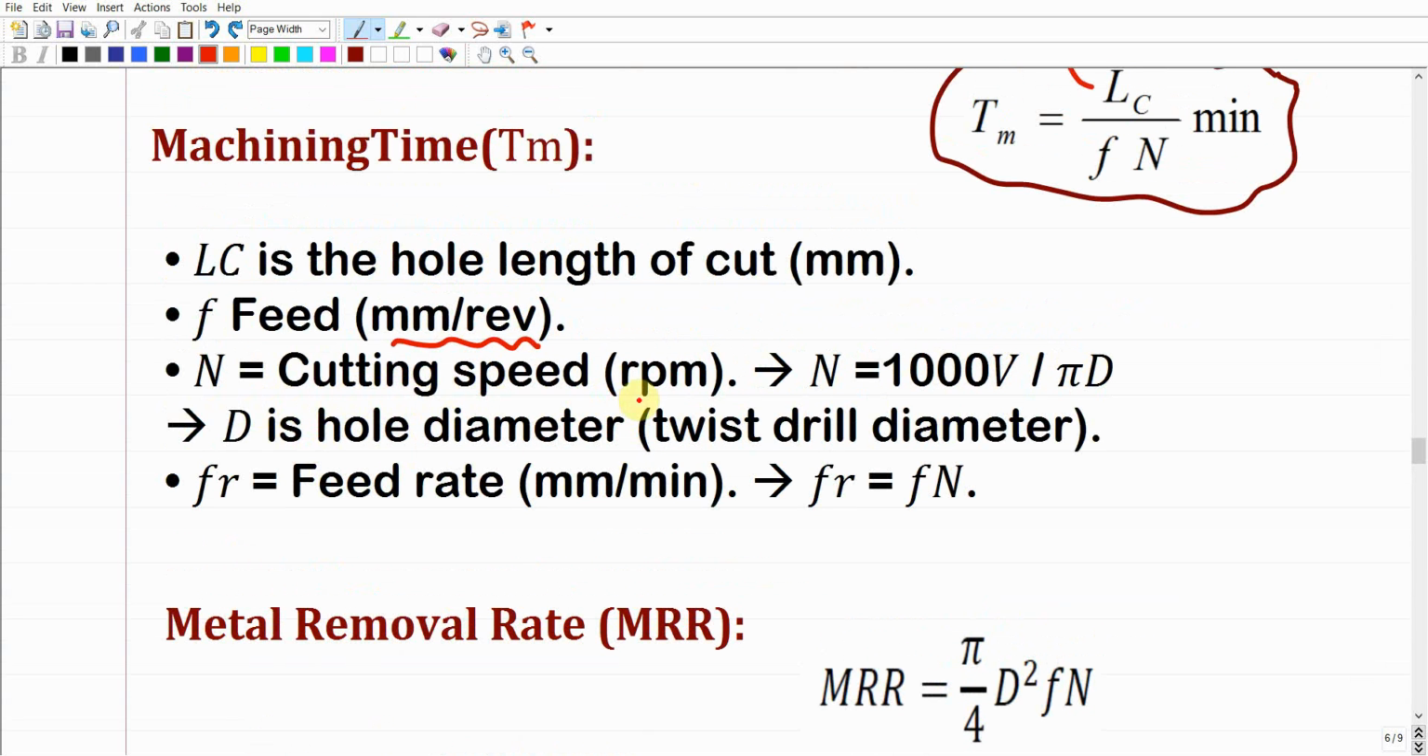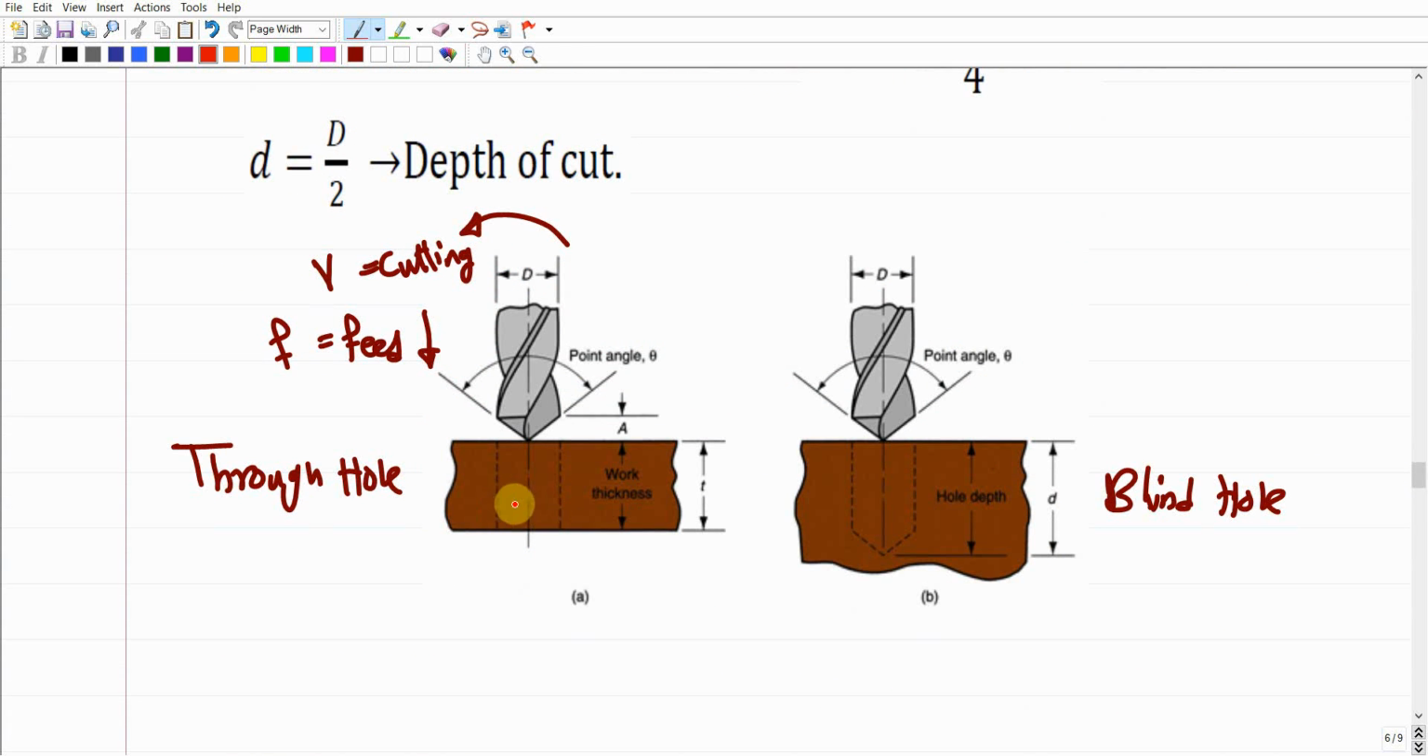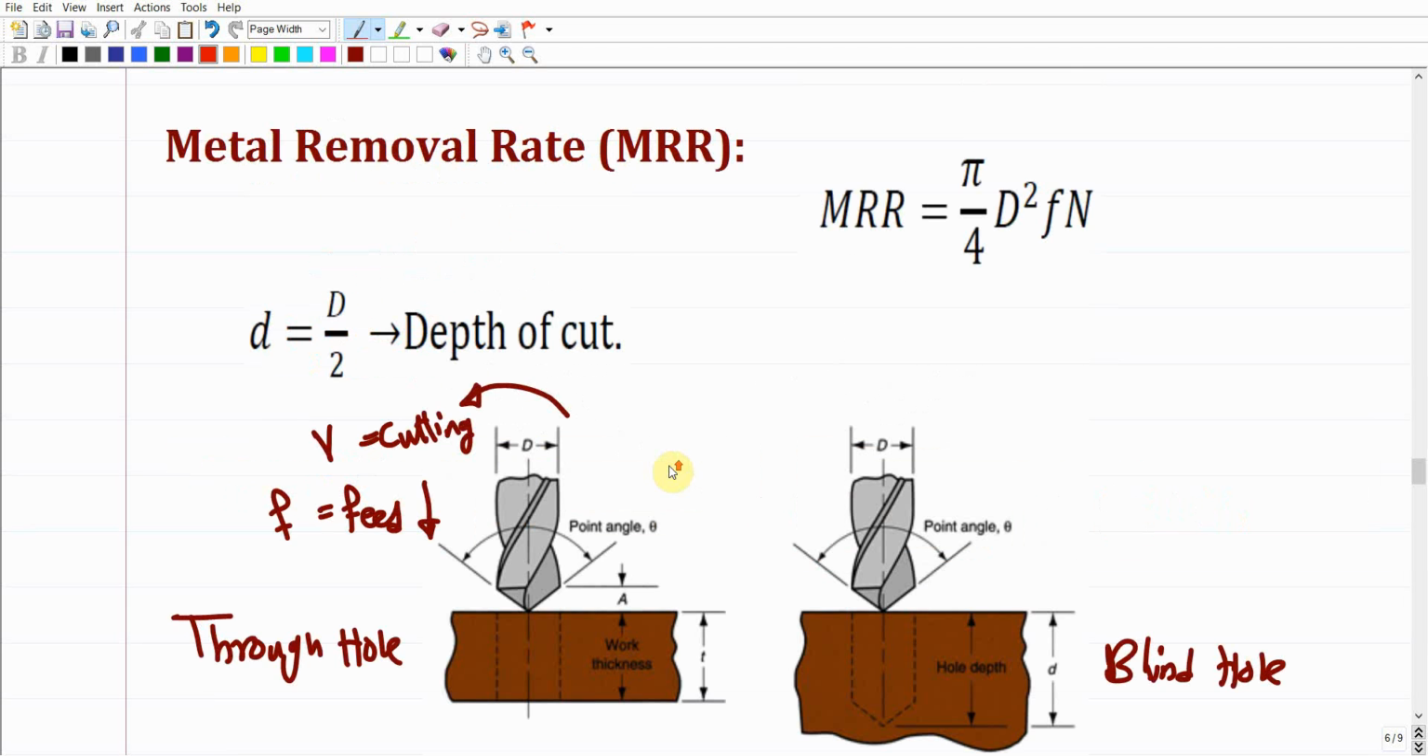And again, N is going to be the cutting speed, which should be in revolutions per minute, but in many cases V, the cutting speed, will be given in meters per minute, very similar to the turning operation. If so, you're going to multiply by 1000 V divided by pi D. What is D? D is the hole diameter, which is definitely the twisted drill diameter, because if you're opening a hole with diameter 10 millimeter, you have to use a twisted drill with the same diameter as the hole. Because if you use another twisted drill, you'll end up with another hole diameter, right? So all the time the diameter of the hole is the same as the diameter of the twisted drill.